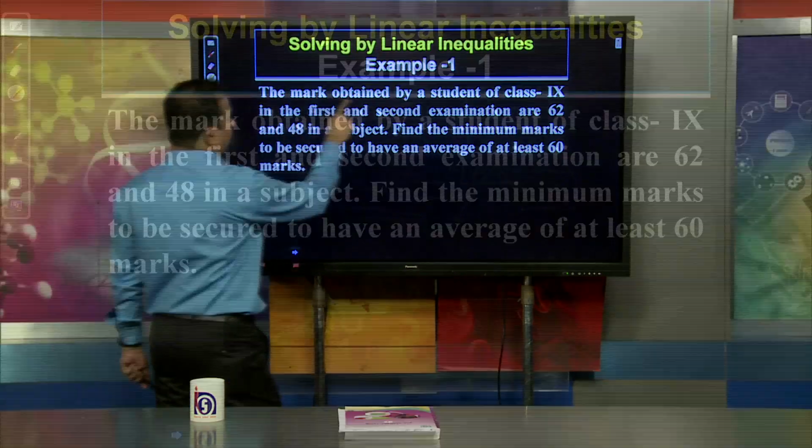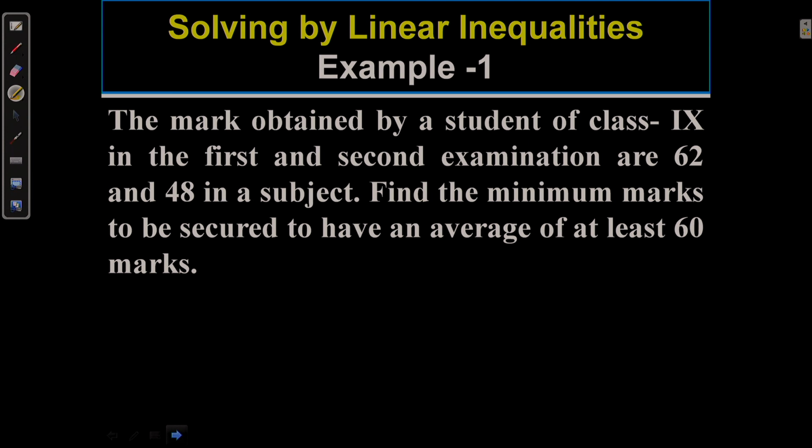The marks obtained by a student of class 9 in the first and second examinations. That means he has taken 2 examinations. In the first examination, he or she got 62 marks. In the second examination, he or she got 48 marks.